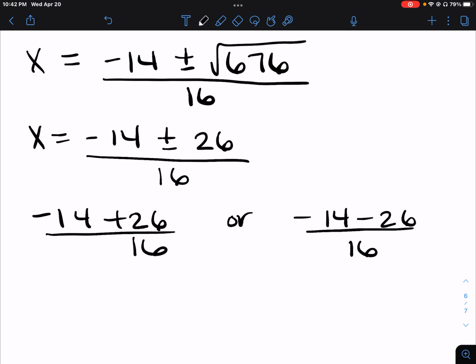Okay, 26 minus 14 is 12. And 12 over 16 reduces by 4, 4 into each of those. Minus 14 minus 26 is minus 40. And 8 goes into both of those. Okay, so we get the same answers either way, just depending on if you want to factor or use the formula.